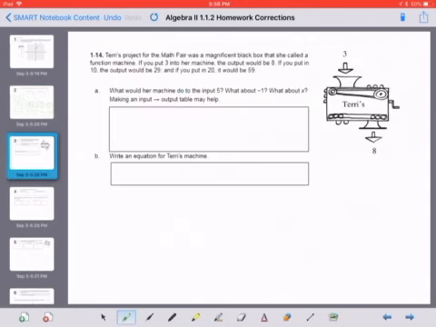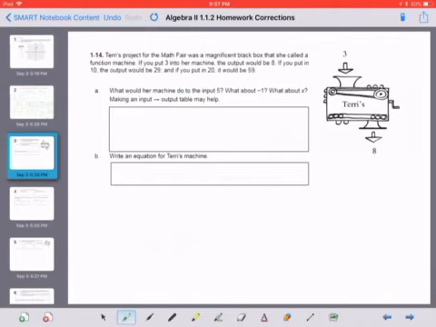The next problem is a function machine. It says Terry's project for the math fair was a magnificent box that she called a function machine. If you put 3 into her machine, the output would be 8. If you put in 10, the output would be 29. If you put in 20, it would be 59. What would her machine do to the input of 5? What about negative 1? What about x? Making an input-output table may help.